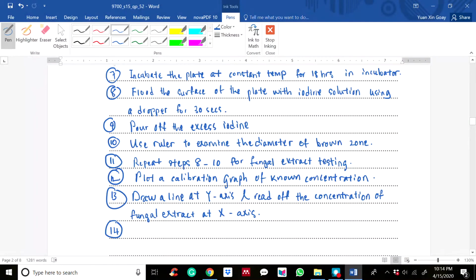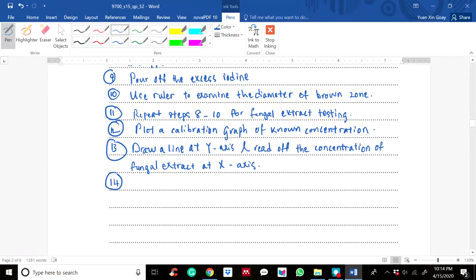Don't forget to mention the risk assessment of this experiment. This is a low risk experiment. Enzyme might cause skin irritation. Wear gloves during the experiment.